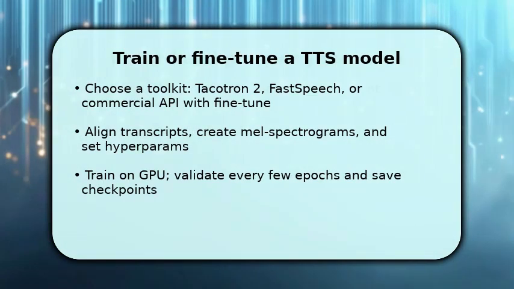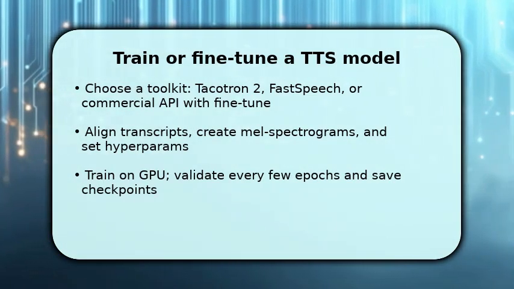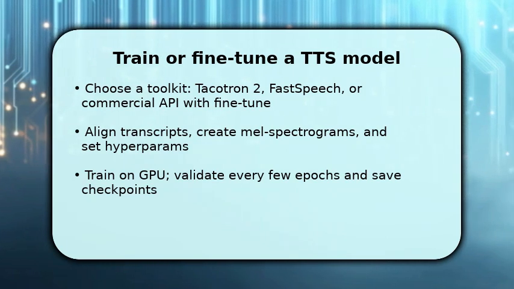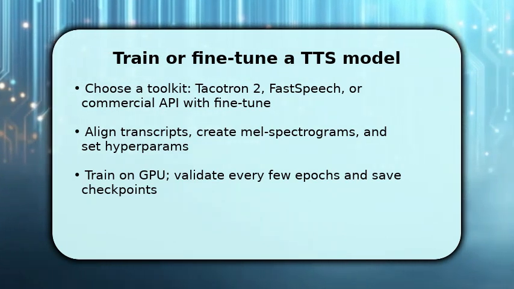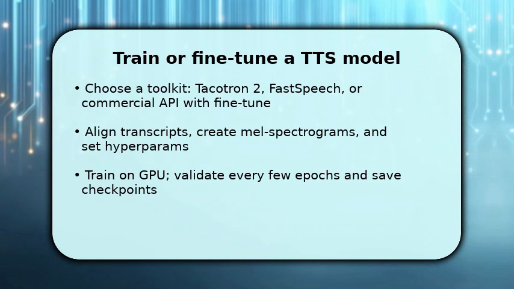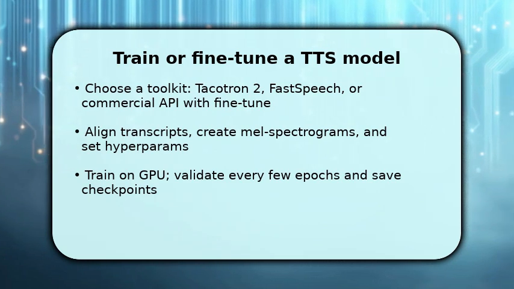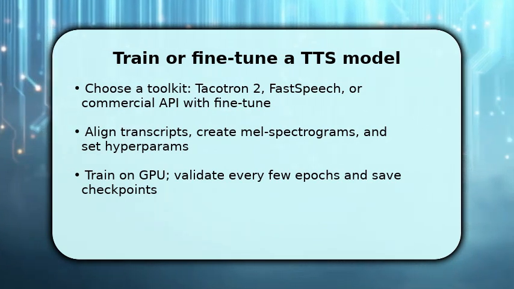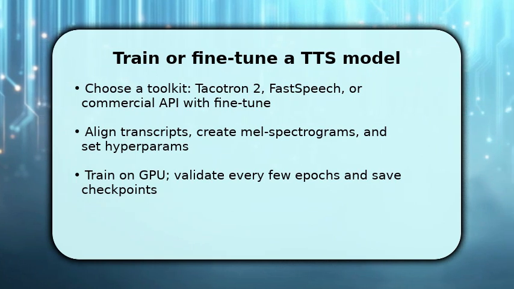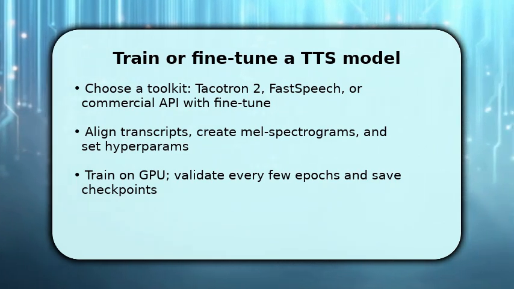Now you prepare data for training. Convert transcripts to phonemes or graphemes and generate MEL spectrograms. Select a model, Tacotron 2 for natural prosody or FastSpeech for speed, and set batch size, learning rate, and warm-up. Use a GPU, monitor loss and validation audio every few epochs, and save checkpoints.